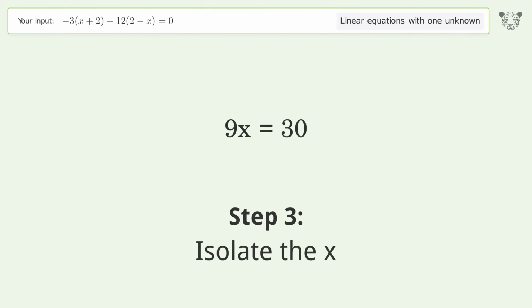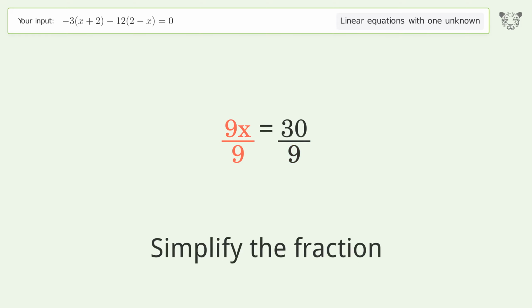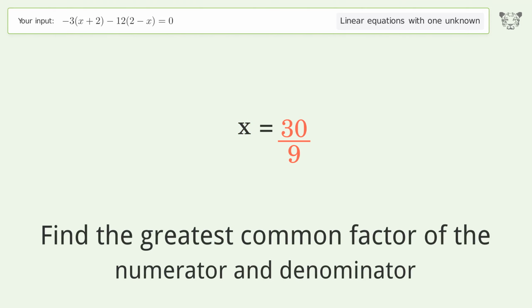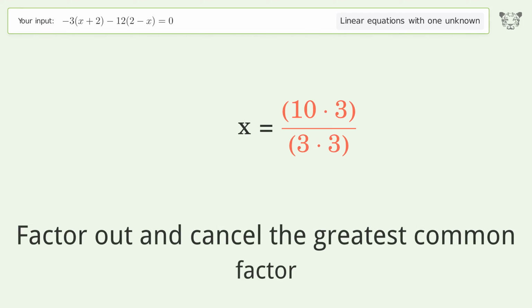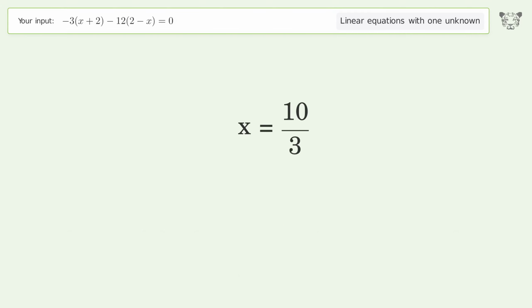Isolate the x. Divide both sides by 9. Simplify the fraction. Find the greatest common factor of the numerator and denominator. Factor out and cancel the greatest common factor. And so the final result is x equals 10 over 3.